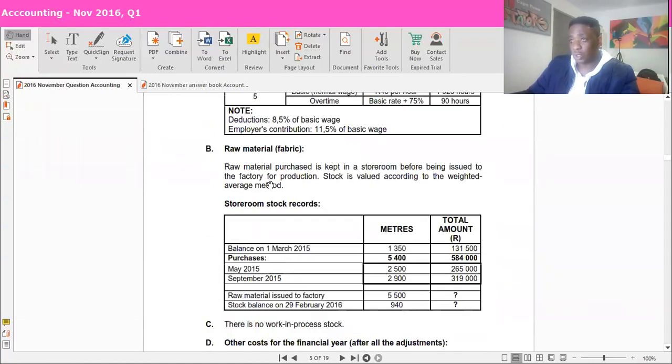So in the storeroom, we had 1,350 meters of fabric, and then we purchased 5,400, and then we released 5,500, and we are left with 940. So what you just need to do is to say 1,350 plus 5,400 minus 5,500, and then we say minus 940. And if it gives us 0, then it means nothing was stolen.